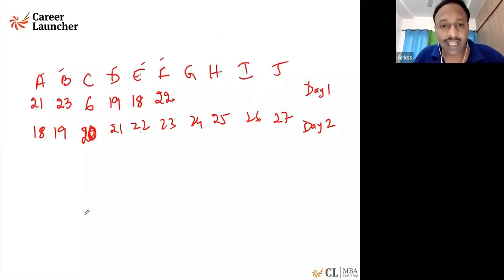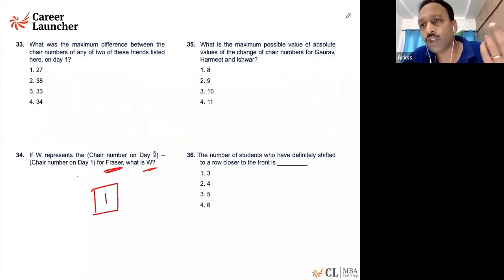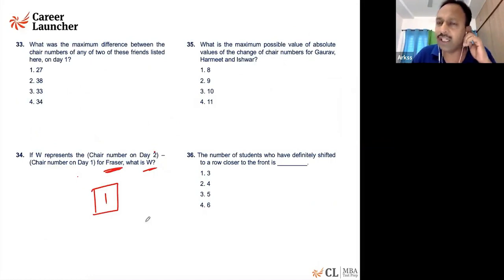Okay. Now what else is given? See, the basic idea is you don't have to solve the questions, but if you actually see the questions one by one, you will see something or the other coming your way.